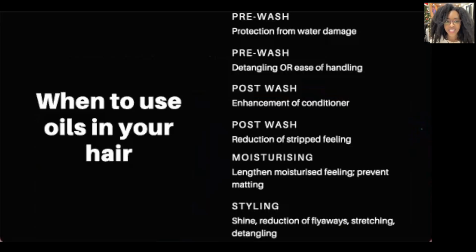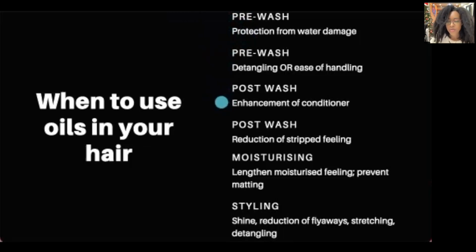So I've shared a lot, but there are a few different phases of your regimen when you may want to use an oil or a butter in your hair. So you might want to use them pre-wash to protect your hair from water damage, or maybe you want to use them pre-wash just for detangling because your hair is difficult to detangle, or to just make your hair easier to handle. Maybe you just want to put your hair into sections and wash your hair in those sections.